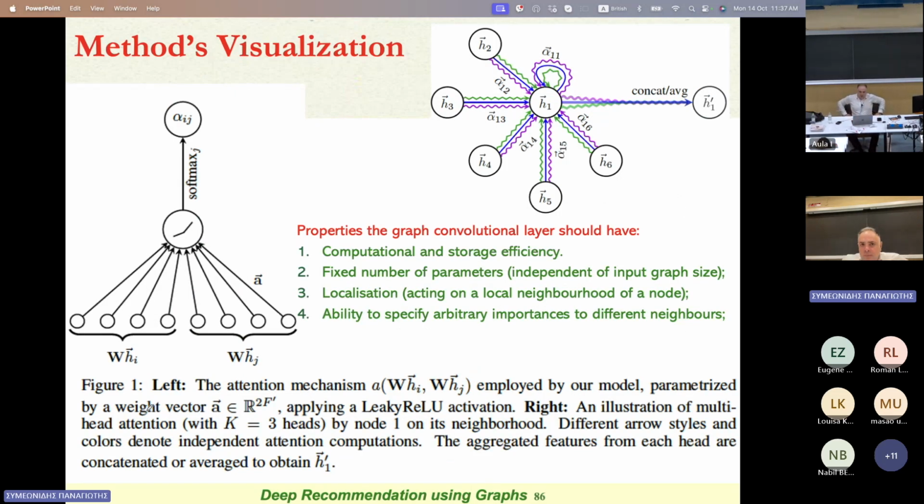Okay, so in this GAT method, and this method is used in many papers. If you read the bibliography, there are hundreds of papers that use this type of information propagation. One of the key things in this methodology is what they call multi-head attention. Okay, multi-head attention.